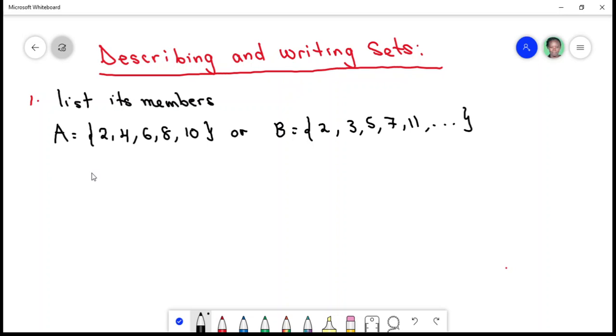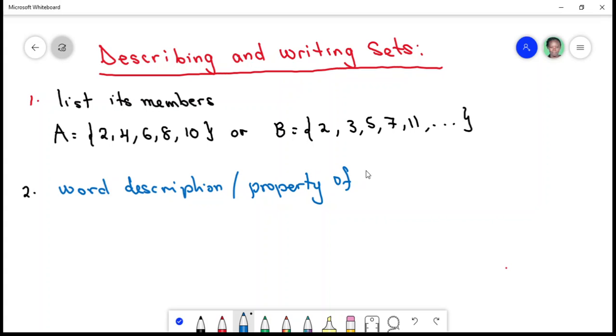Then let's look at the second one. Aside from being able to list its members, what can you do? I can give a word description. So we could have a word description. Or you can look at the property of the sets.